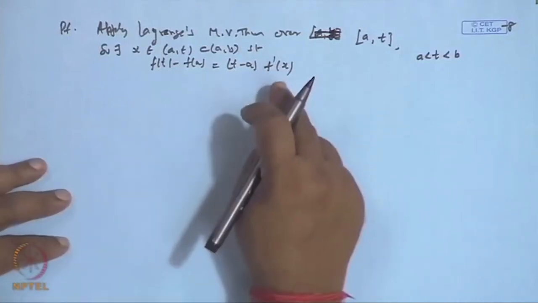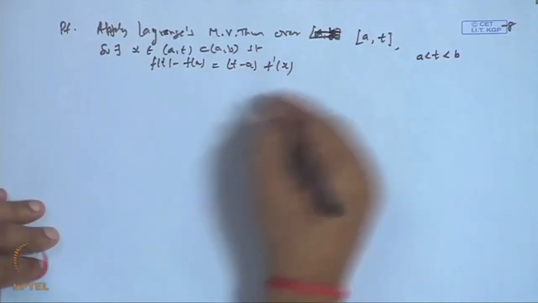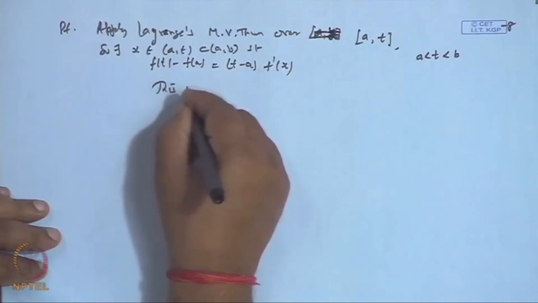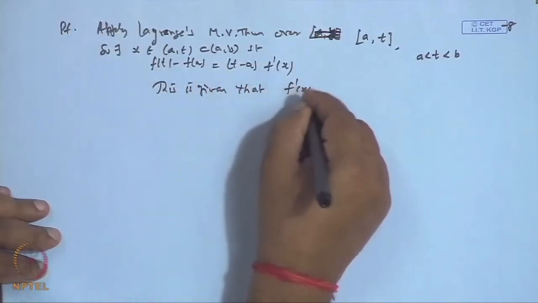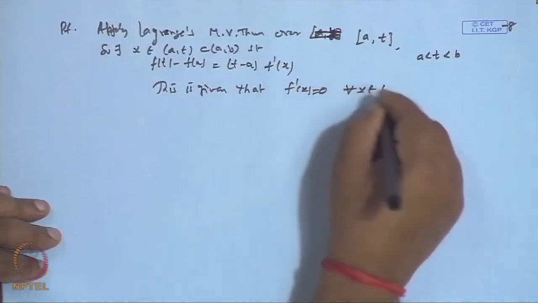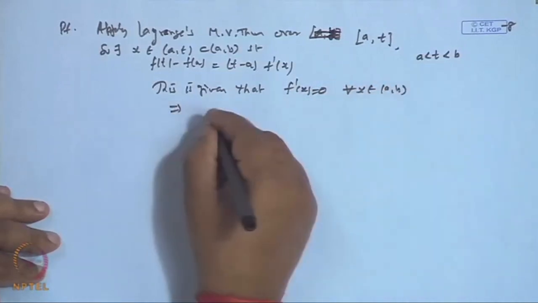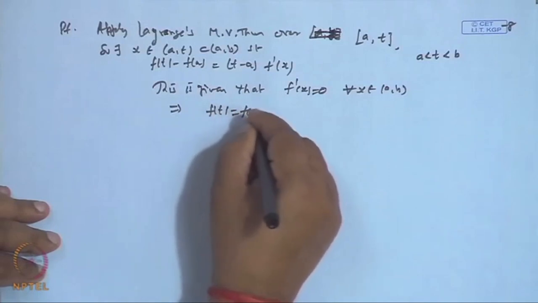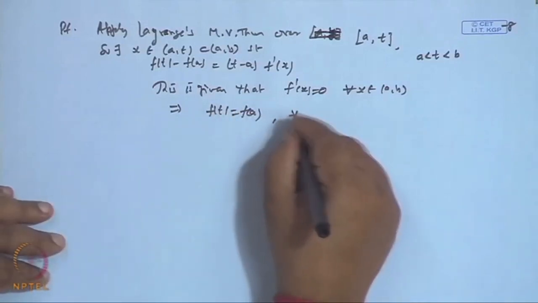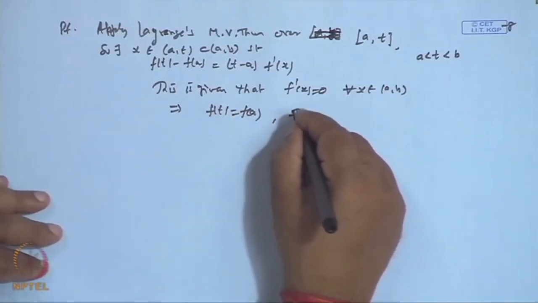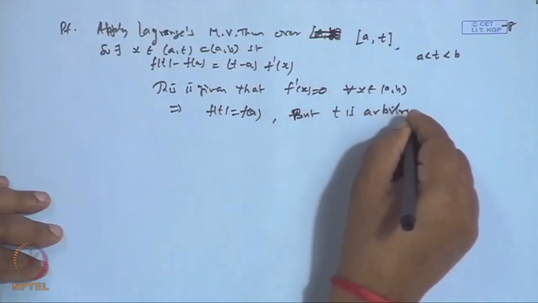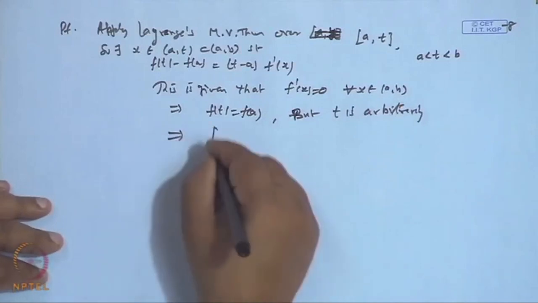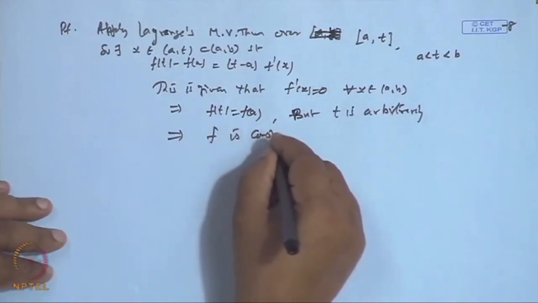Now, this derivative is 0, because it is given that the derivative vanishes for every x belonging to the interval (a, b). So, this implies that f(t) equals f(a) for every t, but t is arbitrary. So, this implies the function f is a constant function.